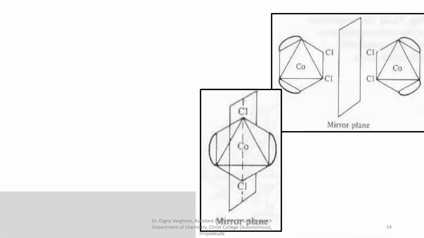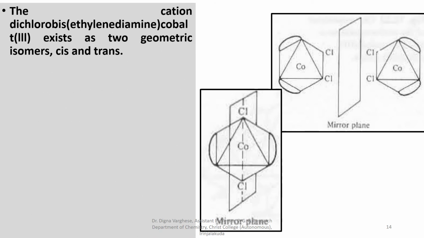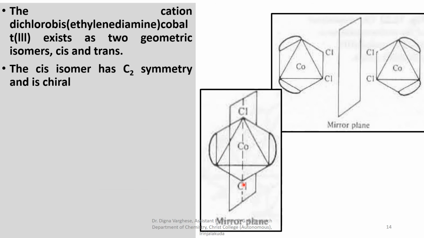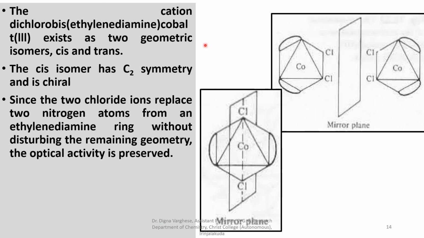The cation dichlorobis(ethylenediamine)cobalt(III) exists as two geometric isomers, that is cis isomer and trans isomer. The cis isomer has C2 symmetry and is chiral, since the two chloride ions replace two nitrogen atoms from an ethylenediamine ring without disturbing the remaining geometry. Here you can see the ethylenediamine.